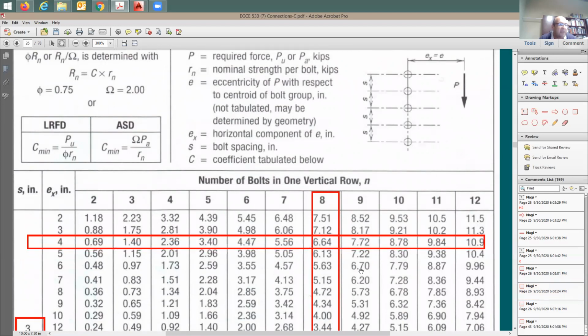Meaning that if you know the strength of one bolt in shear, just take it and instead of multiplying by 8, the actual number of bolts, you multiply by 6.64. They call this factor the C factor. This is going to be my C factor that I'm going to be using in my analysis. So here C equals 6.64. What is that? Number of equivalent bolts.